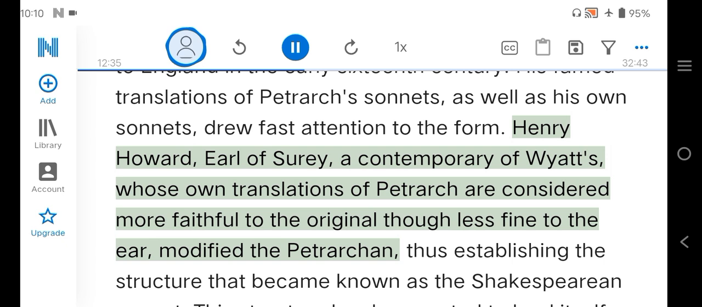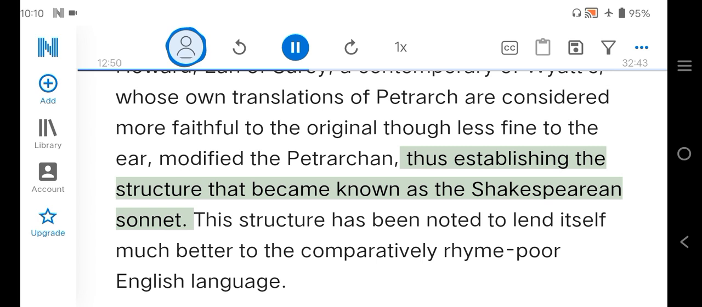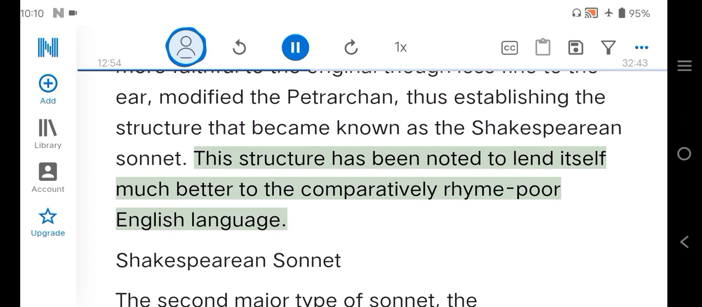Henry Howard, Earl of Surrey, a contemporary of Wyatt's, whose own translations of Petrarch are considered more faithful to the original though less fine to the ear, modified the Petrarchan, thus establishing the structure that became known as the Shakespearean sonnet. This structure has been noted to lend itself much better to the comparatively rhyme-poor English language.